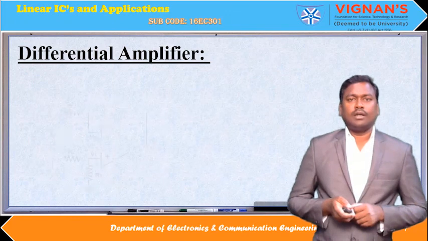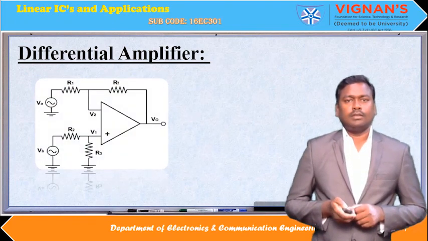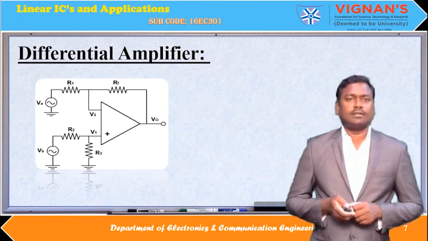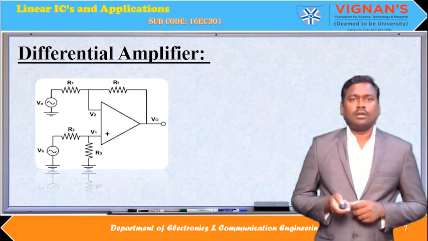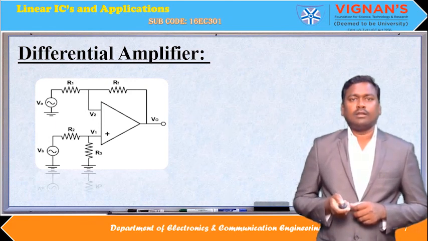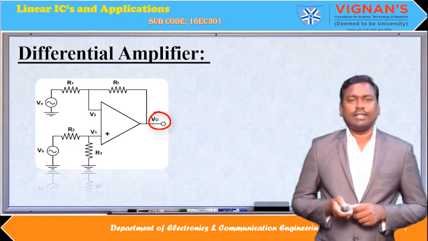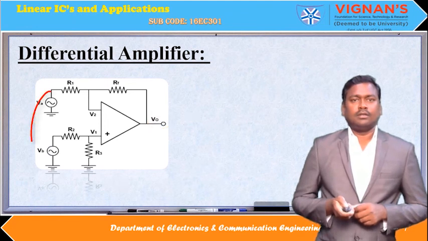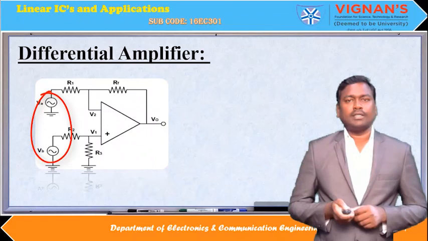The next one is the differential amplifier. The differential amplifier circuit is shown in the figure. For a differential amplifier, the output signal is always the gain times the difference of the input signals, and it can be called a subtractor.